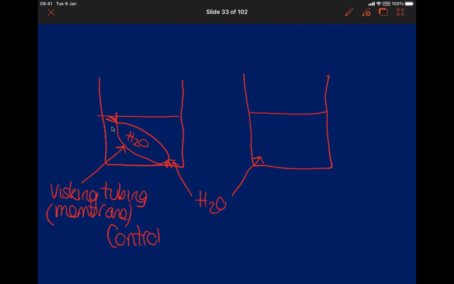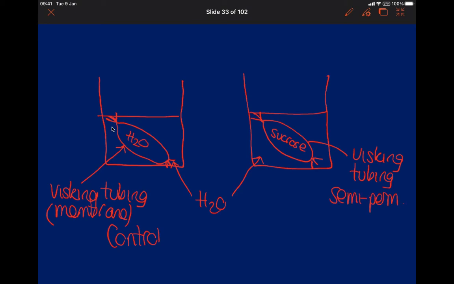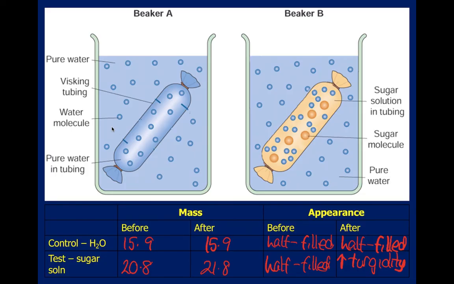And over here we do the exact same thing in that we get the visking tubing again and we fill it up, except this time we fill it with sucrose or glucose or salt, doesn't matter. So again, this is your visking tubing, and this is acting as your semi-permeable membrane in an artificial scenario. Okay, so please make sure you have those diagrams at the top of page 121.